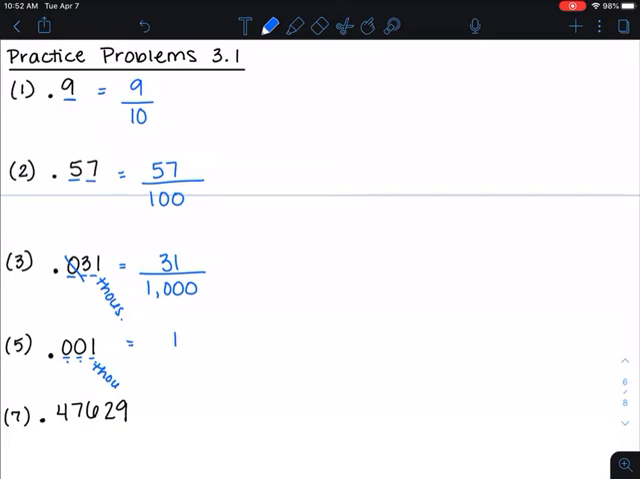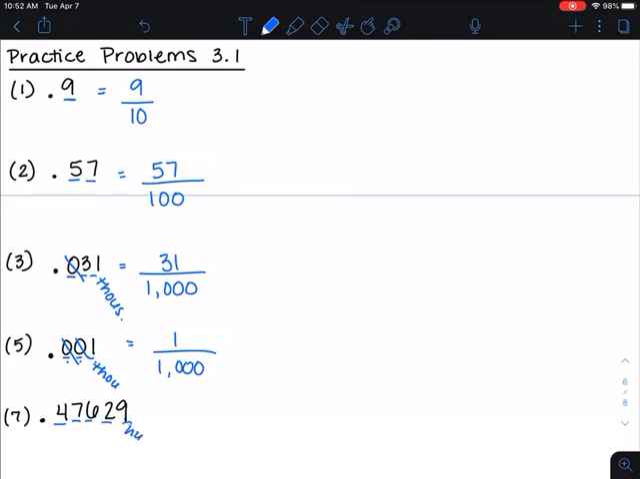Alright, and again here, 3 decimal spots. So this again is the thousandths. It's tenths, hundredths, thousandths. So I have 1 thousandth, 3 zeros in the bottom because I have 3 decimal spots and I do not have to write the zeros in front when I write the numerator.